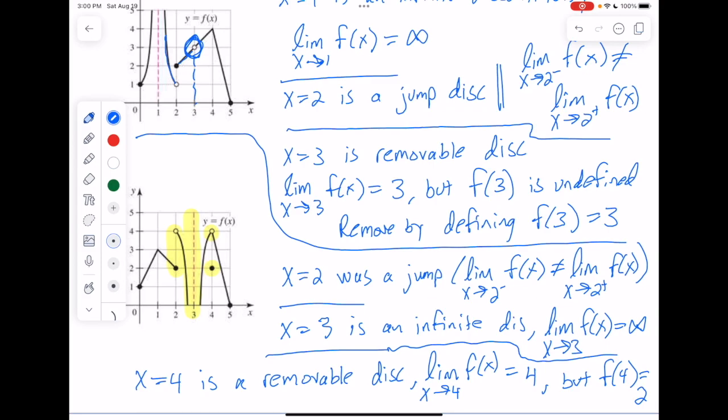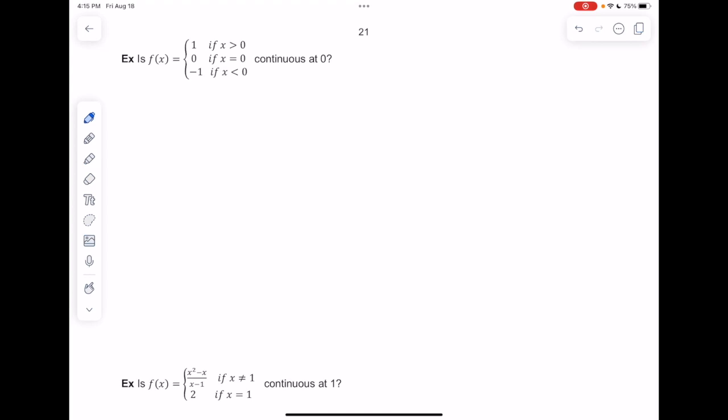As we find further discontinuities in functions, always try and think in your head, what type is it? Is it removable? Is it jump? Or is it infinite? All right, moving on to that next example, we have a piecewise function here, and they want to know if it's continuous at 0.